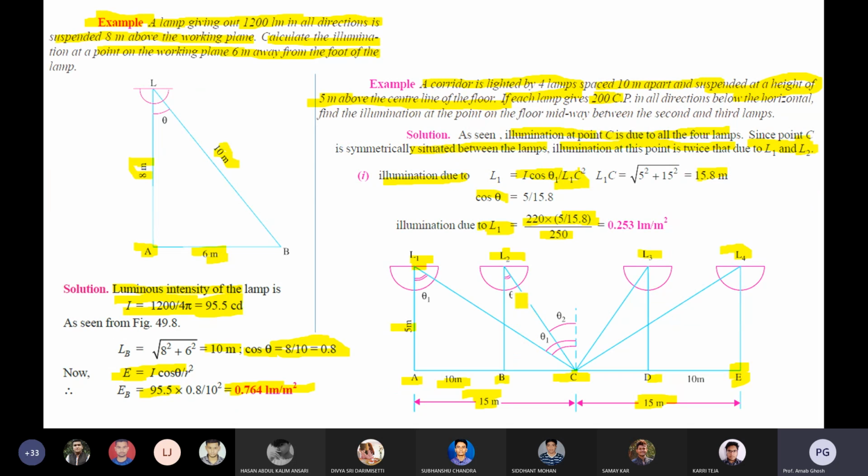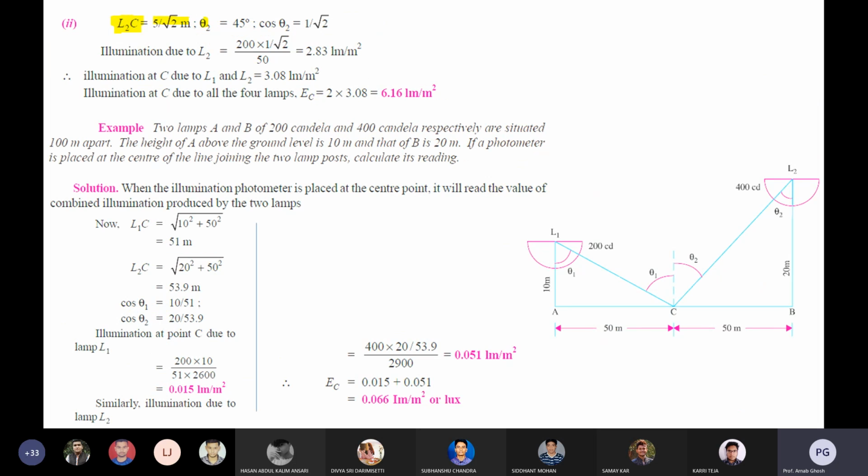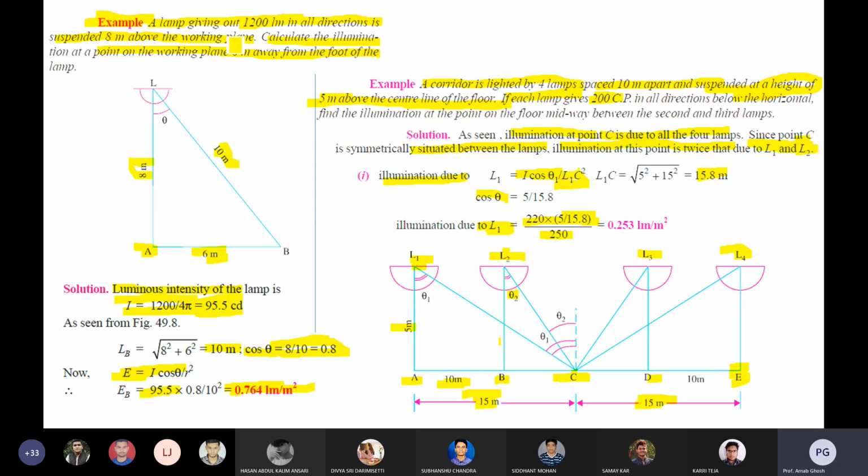So theta 2 equals what? Cos theta 2 is b by h. This is b and this is h, 5 by 5 root 2. So it is coming 1 by root 2. So cos theta 2 is coming 1 by root 2, so theta 2 is 45 degree. And the illumination due to L2, that will be 200, the candle power is there.